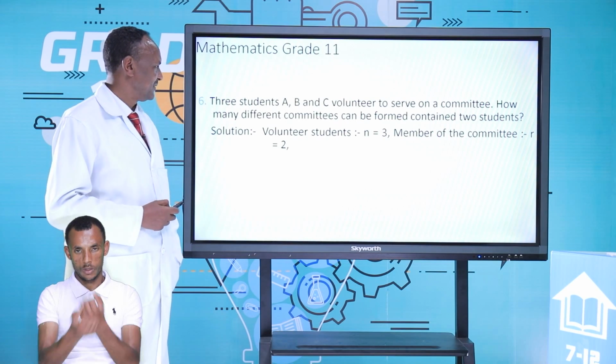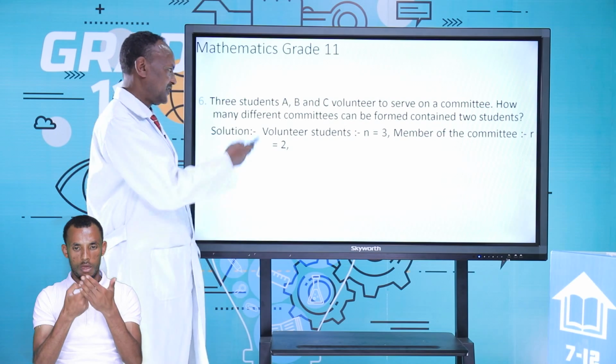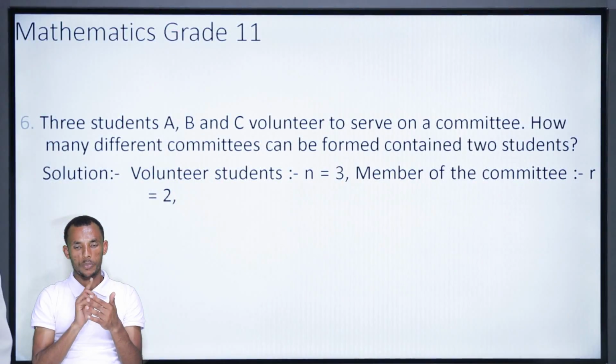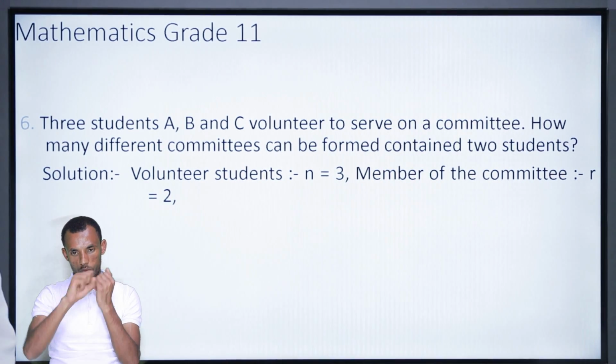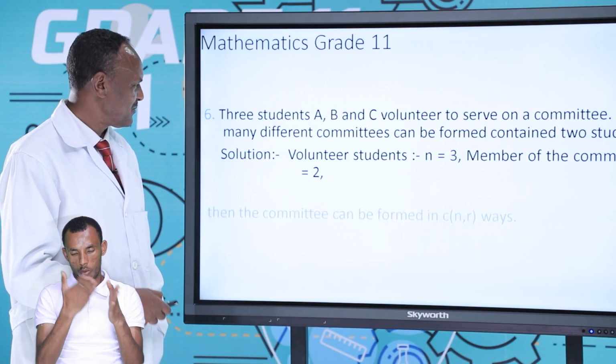The solution will be in... How many volunteer students are there? 3 we are given. What is our M? To form a committee with 2 members, in how many different ways can you form it?